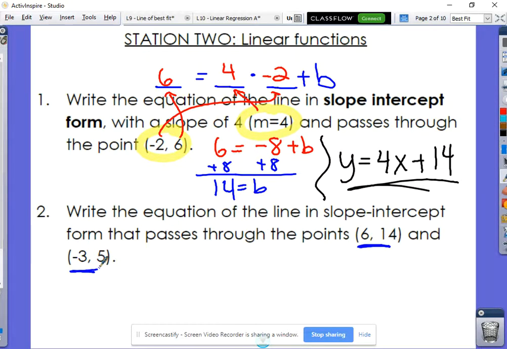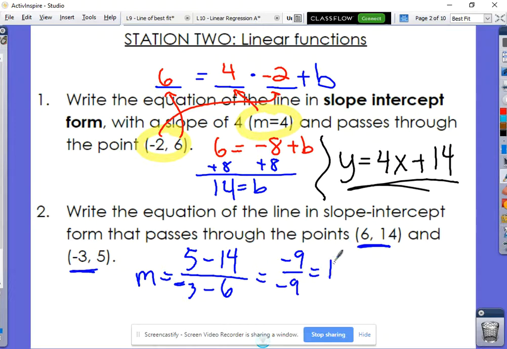between those 2 points. So that's the only part I'm going to do, and the rest of it's just a repeat of the previous question. So in this case, 5 minus 14 all over -3 minus 6. And in this case, that ends up giving us -9 over -9, which gives us +1. So now we know our m value.